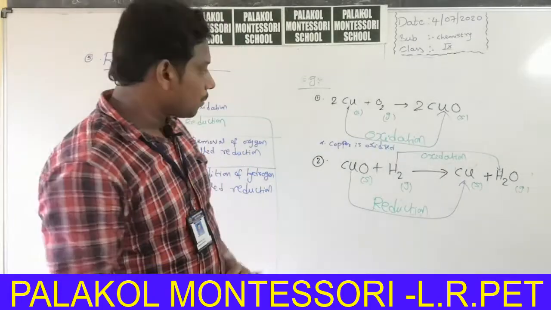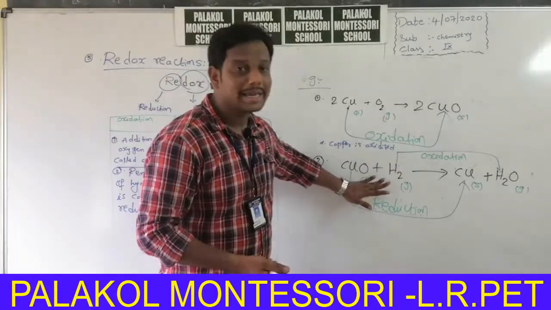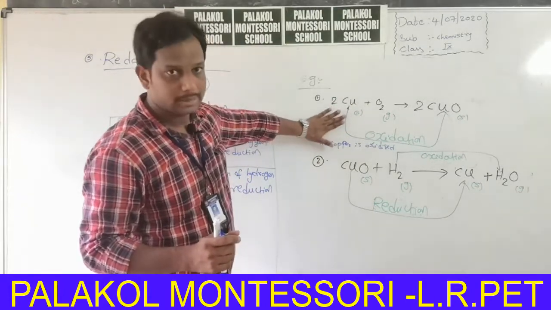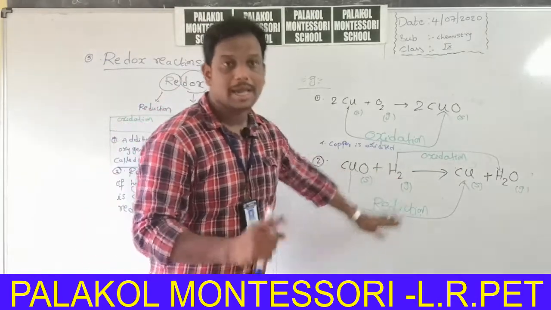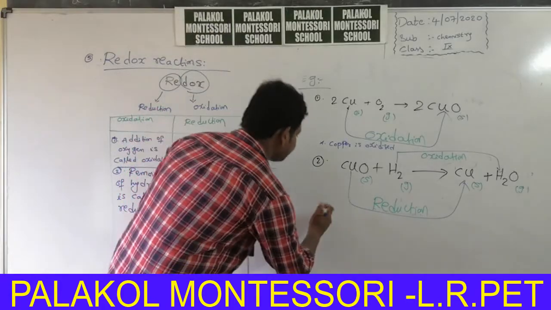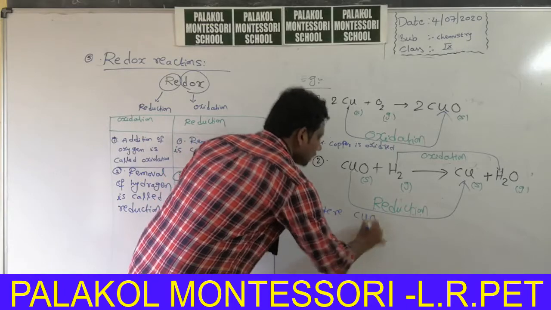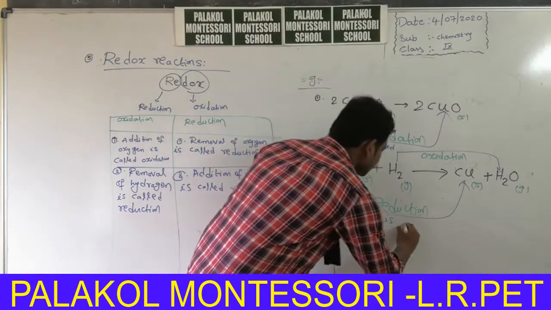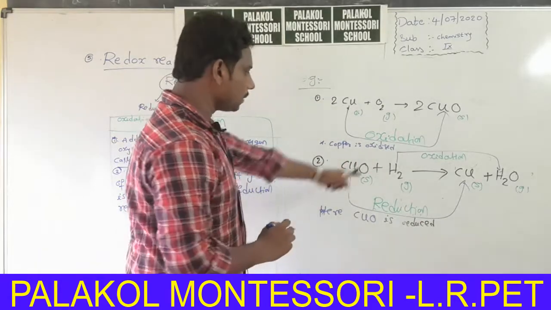Observe the second example, a reaction in which both oxidation and reduction take place in a single reaction. In the first reaction only oxidation takes place, but in this reaction both oxidation and reduction take place simultaneously. Here copper oxide is reduced. That means reduction takes place.